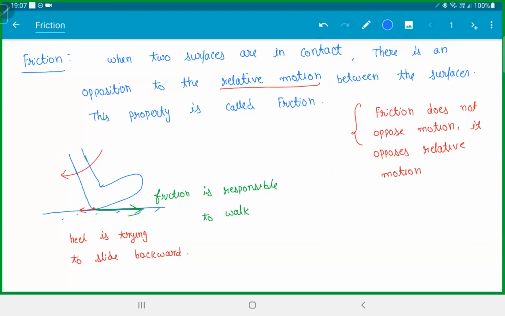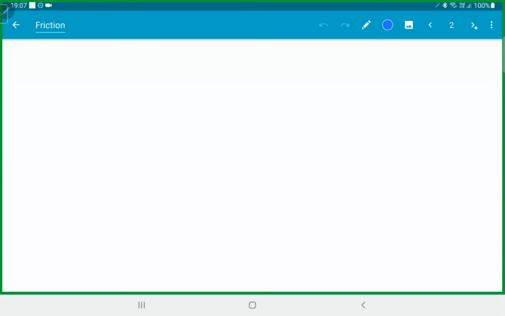How does the friction act on your cycle's wheel? Let's say you're going on your cycle. How is the friction on the wheels? Forward. This is more interesting.